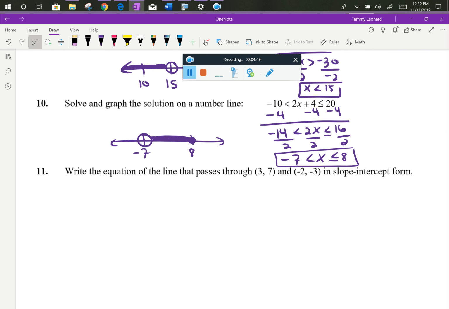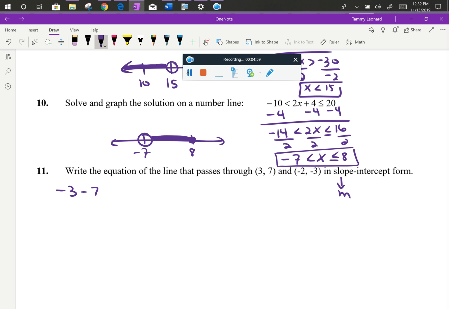We're asked to write the equation for the line that passes through these 2 points in slope-intercept form. So we need to start by finding the slope, and we can do that using the slope formula. Negative 3 minus 7 divided by negative 2 minus 3 gives us negative 10 over negative 5, or 2 for the slope. From there, we have some options.